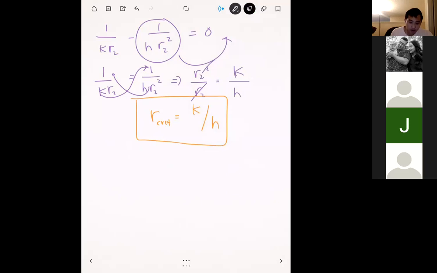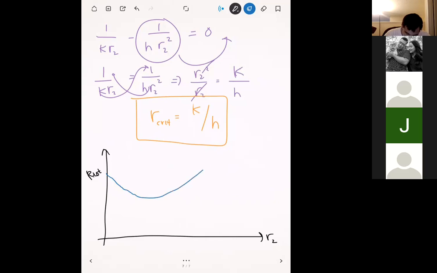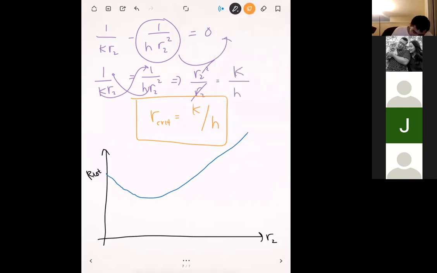And so we can plot this. On the x-axis here, let's have R2, which is our outer radius, and on the y-axis, let's plot the total resistance. If you actually plot this out and plug in numbers, and this is typical for most cylinders, the graph is going to look something like this. It's going to go down at first, then it's going to reach a minimum, and then it's going to start to go up after that. This point right here where it reaches the minimum is going to be R critical.